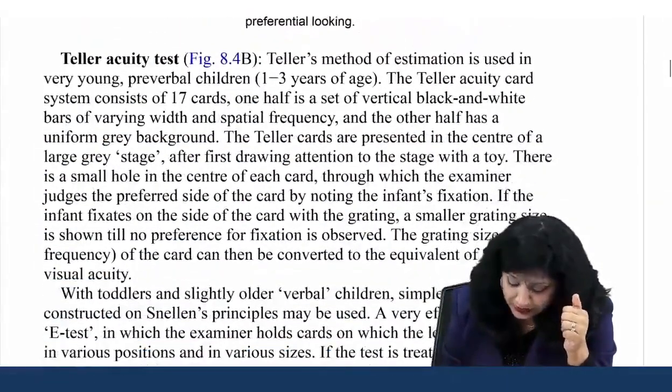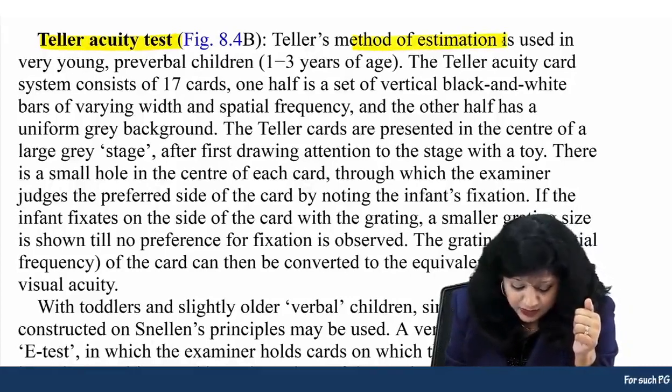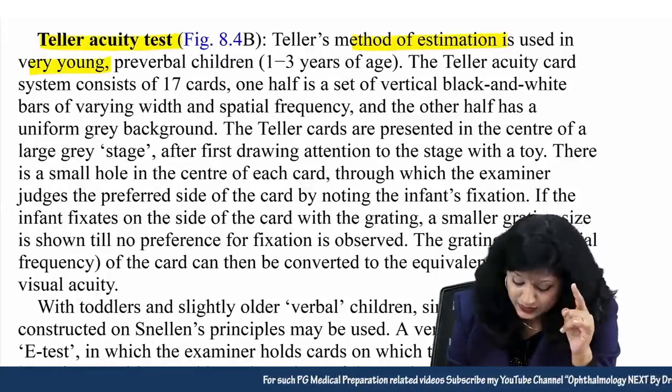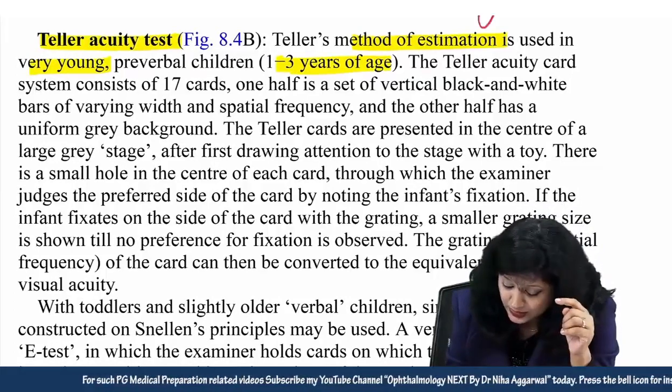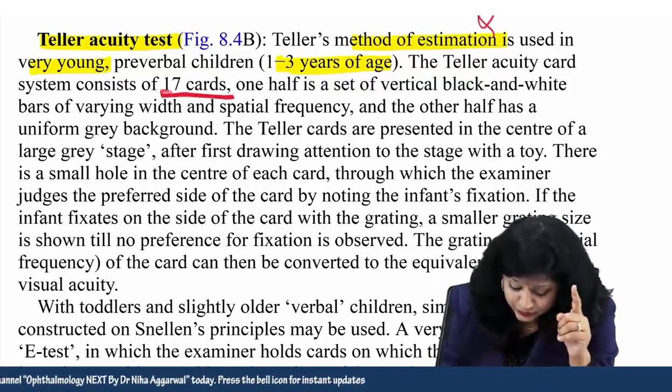Okay. Now, let's talk about the Teller-Equity test. Teller's method of estimation is used in very young pre-verbal children, that is 1 to 3 years of age, very, very important. And this consists of how many cards? 17 cards they are using, okay.